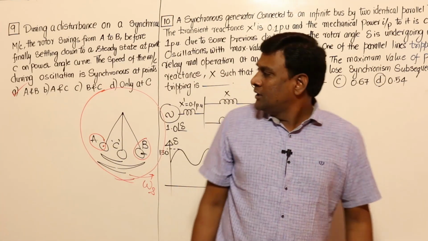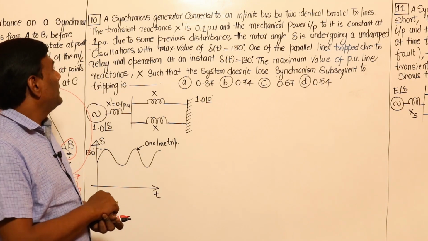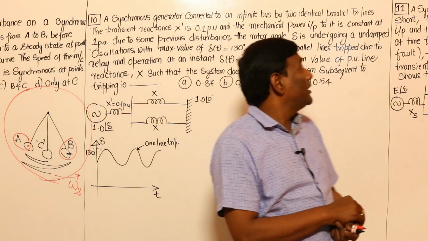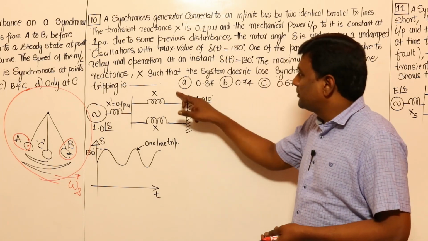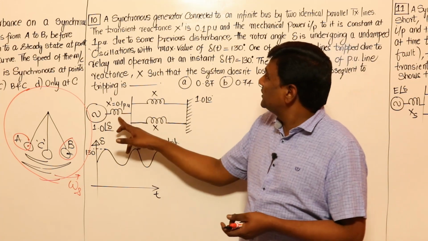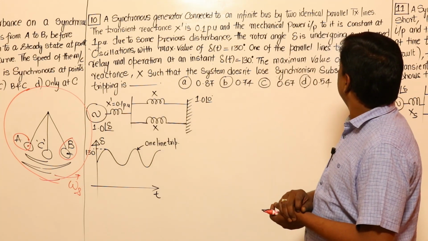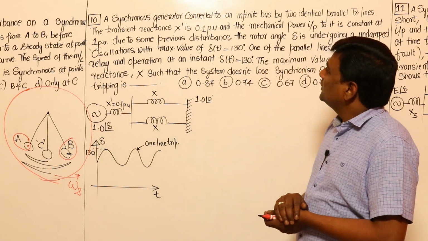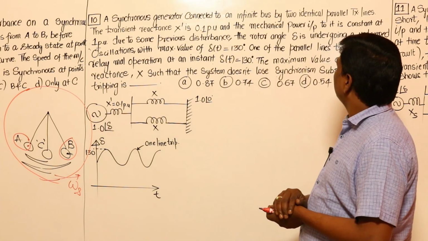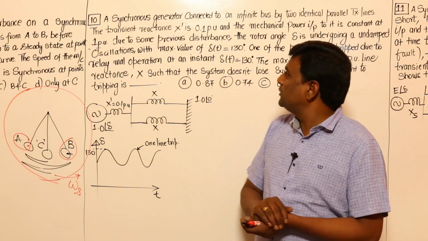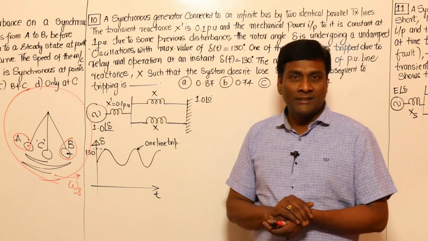Option A. Now let us see this question. A synchronous generator is connected to an infinite bus by two identical parallel transmission lines. The transient reactance X dash is 1 per unit, and the mechanical power input is constant at 1 per unit. Due to some previous disturbance, the rotor angle delta is undergoing some undamped oscillations with maximum value of delta equal to 130 degrees.